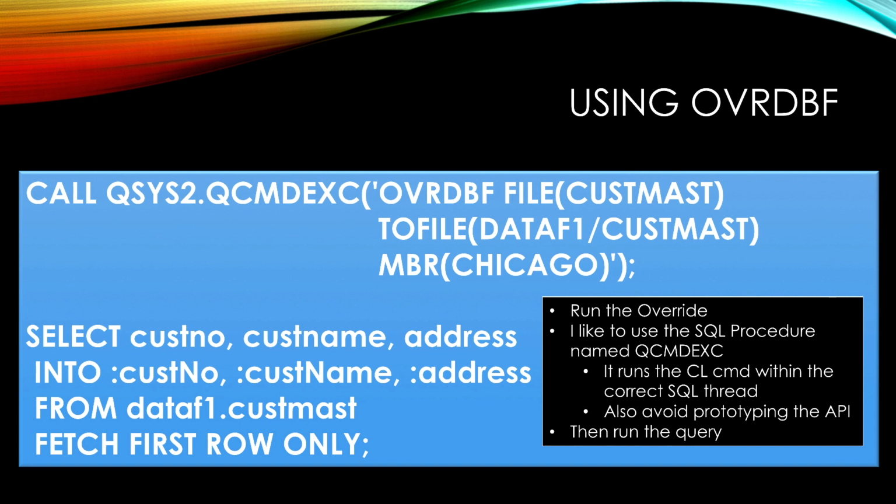So here we're overriding the customer master file to member Chicago, and then we're going to just do a select into some local variables from the cusmas file. Since the override is in effect, we get to the member. This isn't much different from what we've been doing all along, including processing it with input primary and all those other things for the last 30 years.